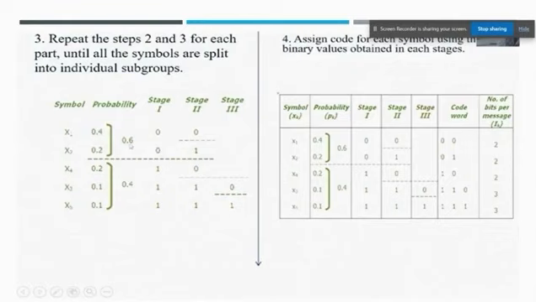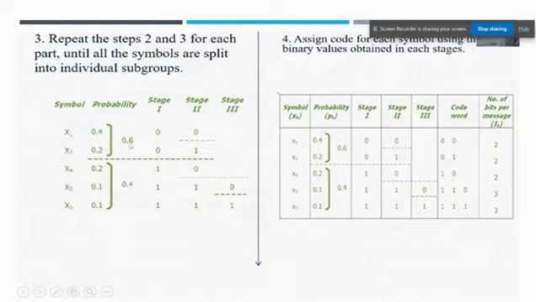In step 3, we have to repeat these steps until all the individual subgroups are formed. In stage 2, we split stage 1's 0 0 into 0 0 and 0 1, and the lower set in stage 1 is split into two with equal probability of 0.2 and 0.2, assigning 0 to the upper set and 1 to the lower set.